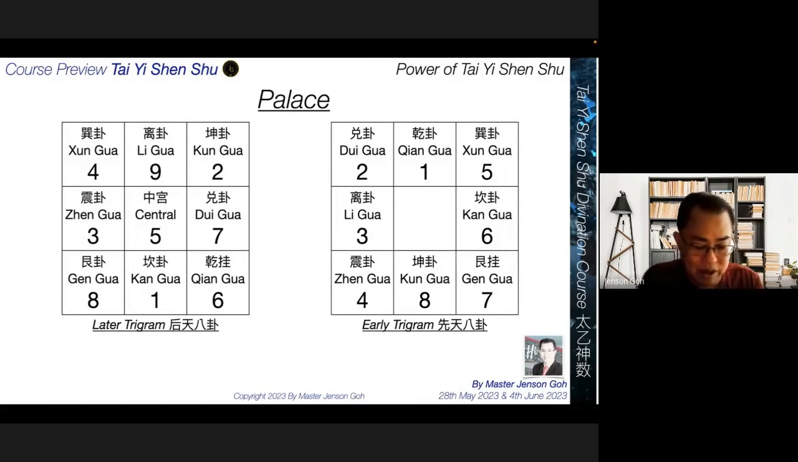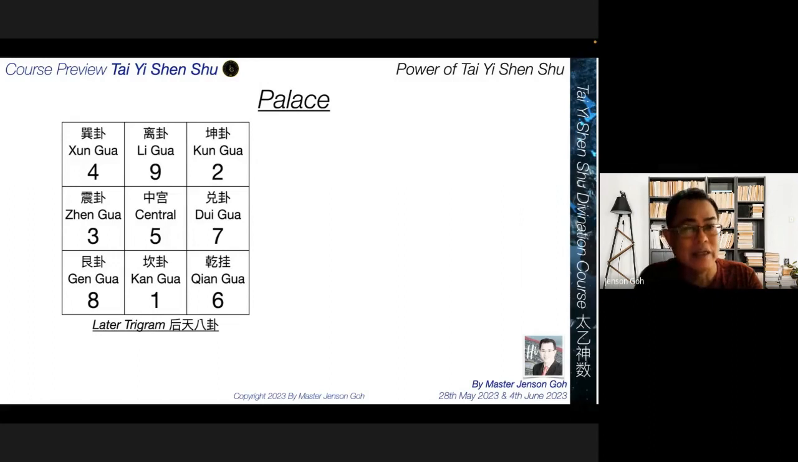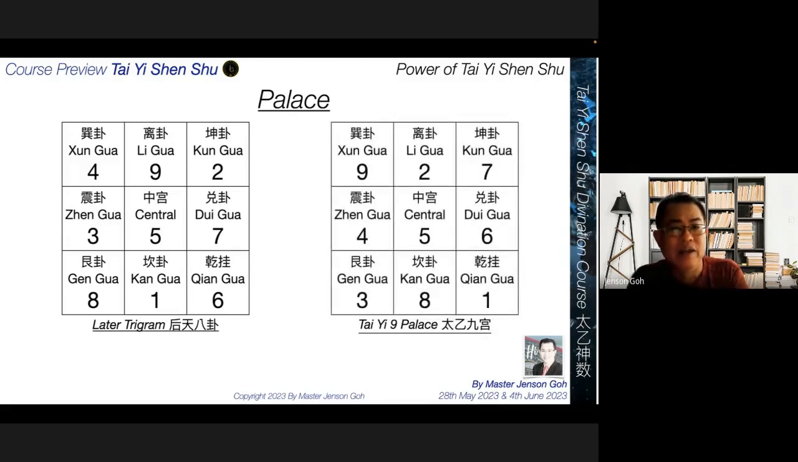But can we use this in the Tai Yi Shen Shu? The answer is no, because the Tai Yi Shen Shu has its own set of Tai Yi 9 palace. If you look at the 9 palace, the number 9 is no more at the south, now it's at southeast. Number 2 is no more at the southwest, now it's at the south.